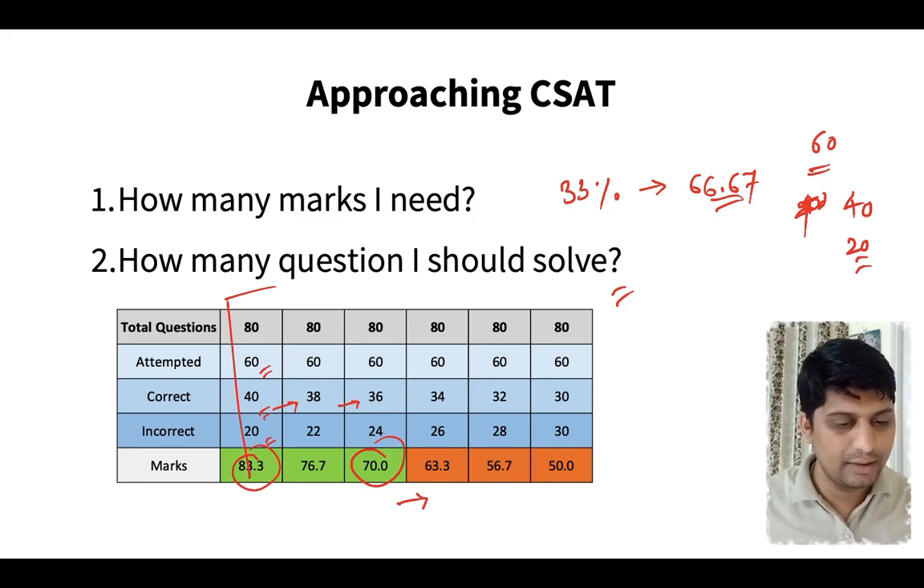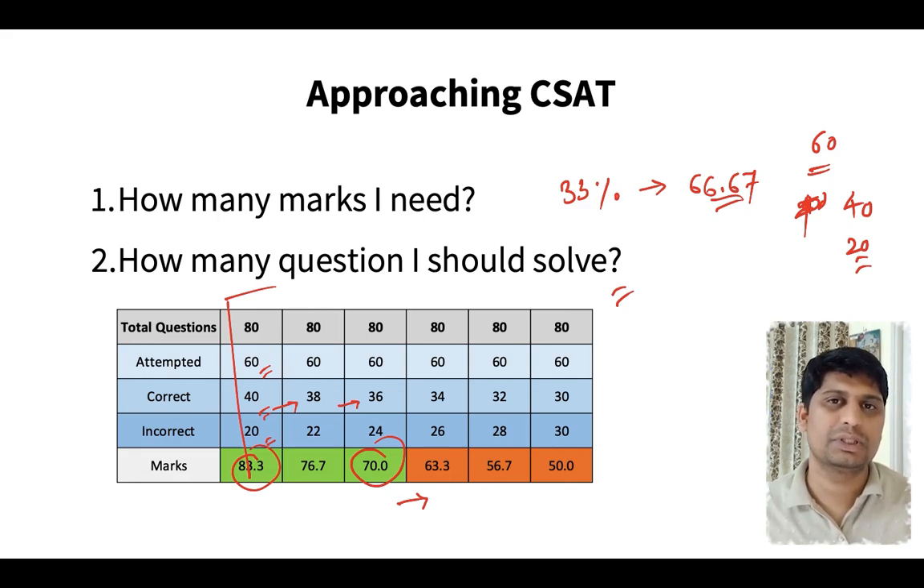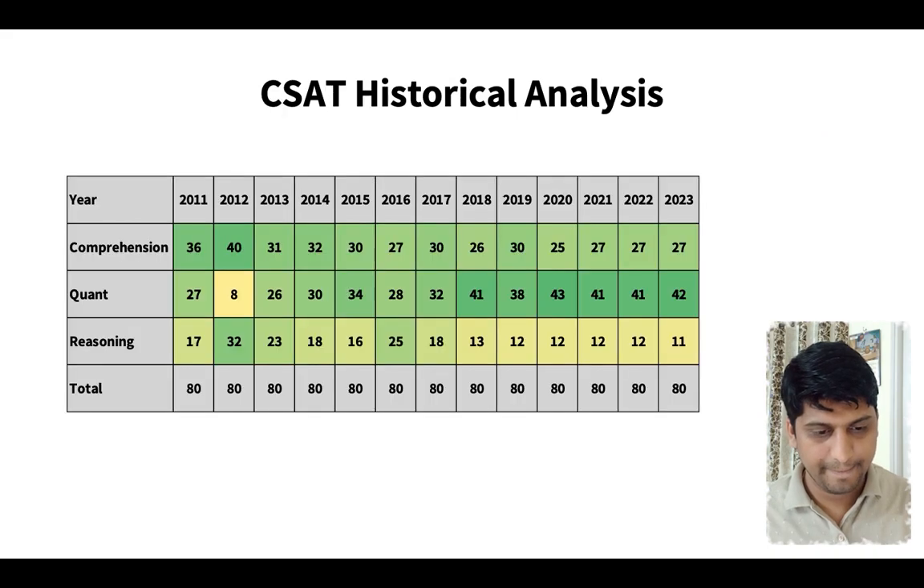With this in mind, let's move ahead and discuss from where these 60 questions are going to come. Let's say we decide that we'll attempt 60 questions, out of which 40 will be correct. The next question should be from where the 60 questions will come, from which section, either quant, reasoning, aptitude, like that. So for that, let's move ahead.